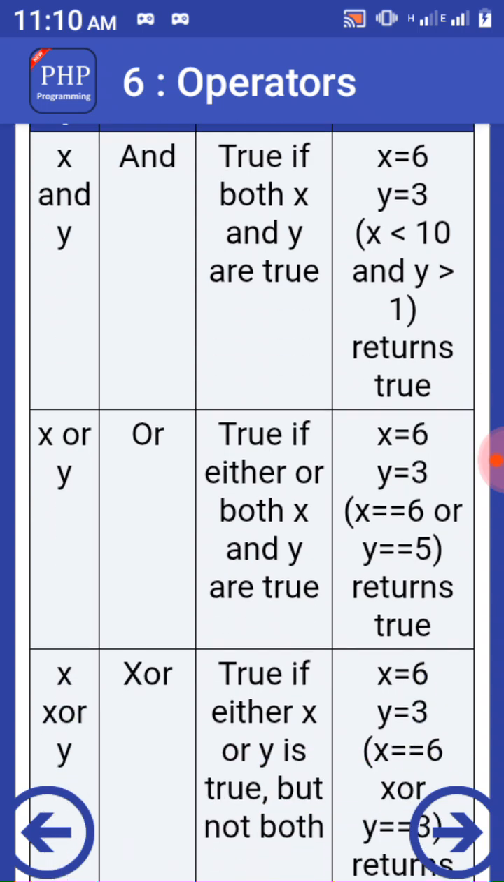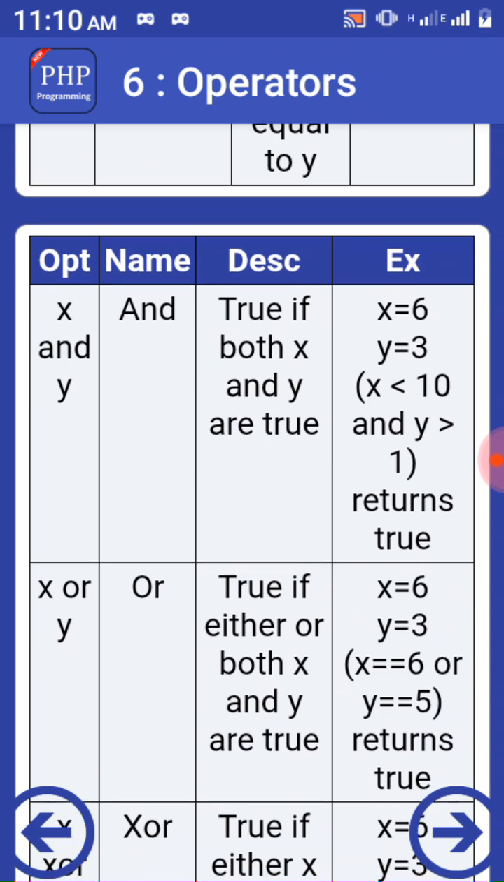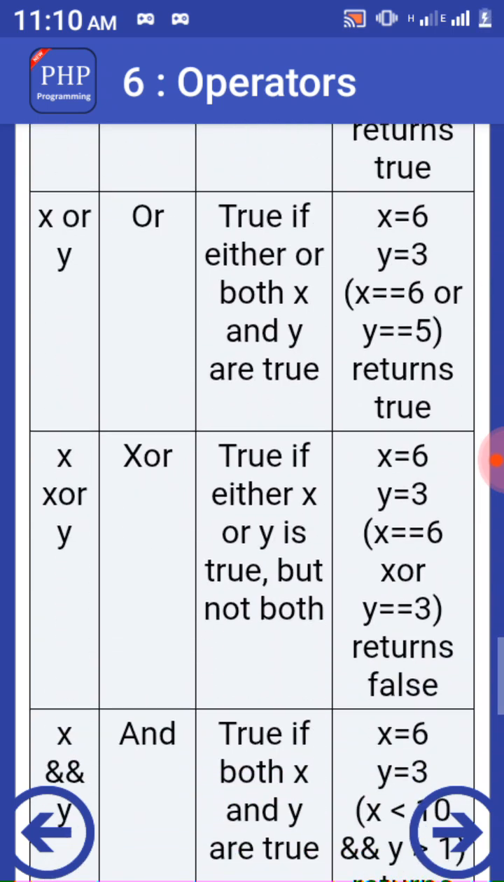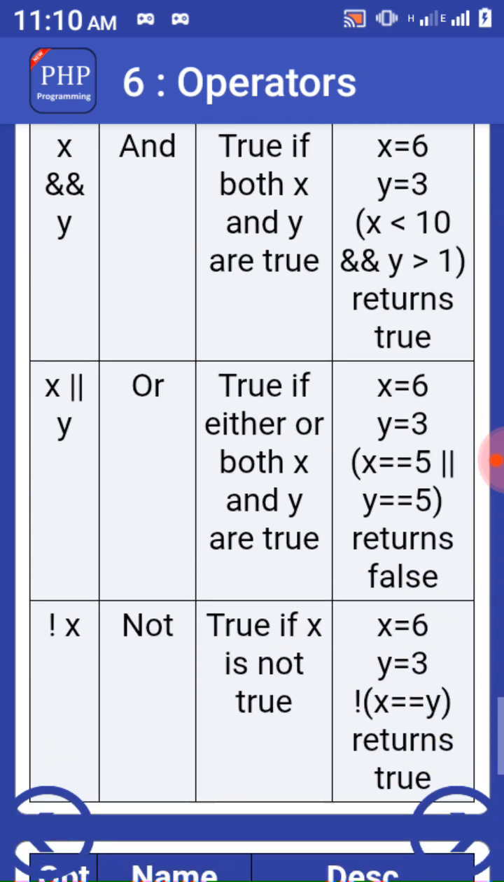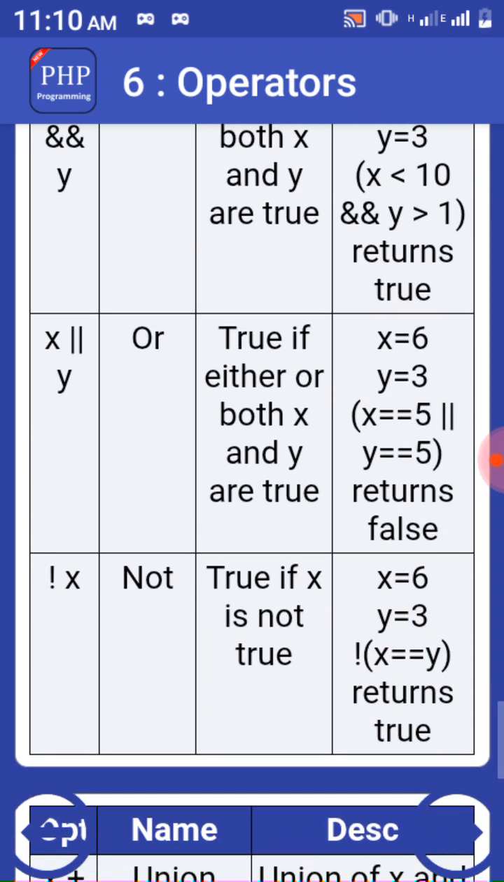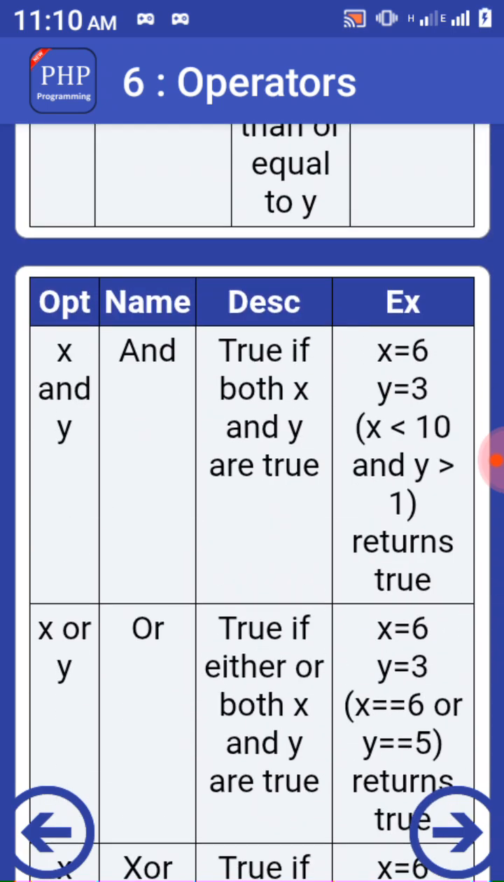Let's focus on the operations with AND, with OR, with XOR, and with NOT. So we see these truth tables. X and Y: AND is an operator that is true if both X and Y are true.